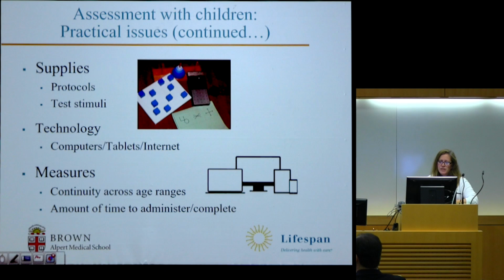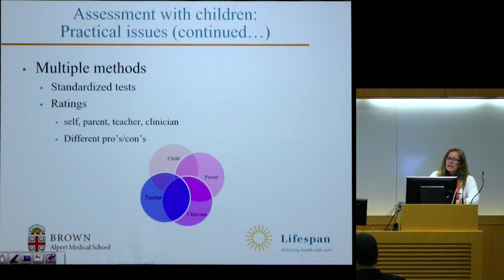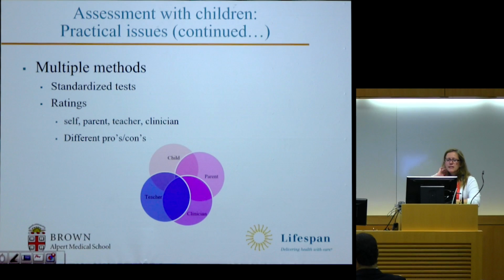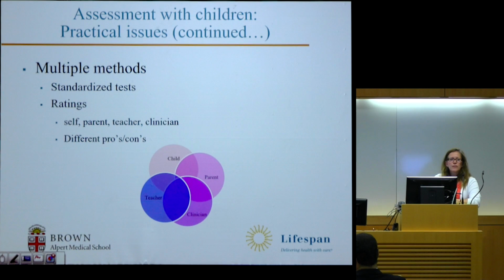I'm not going to go through this much. Again, we've talked a little bit about this, the access to different forms of technology or measures across different age ranges. And I just want to highlight this again because I think one of the things we really do need to think about when we assess kids is the different viewpoint we have. Everybody has a valid piece that they're contributing, but it's a slightly different viewpoint. There's some periods where we overlap, but there's also some uniqueness.